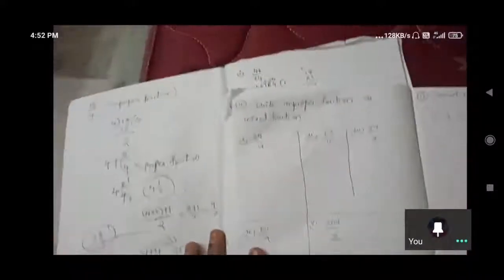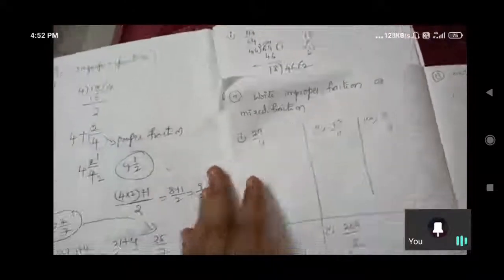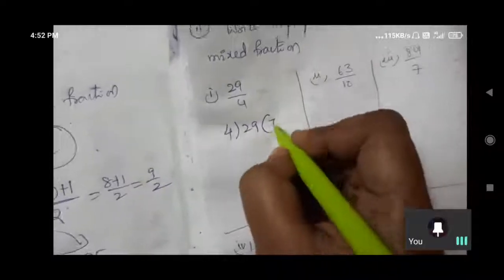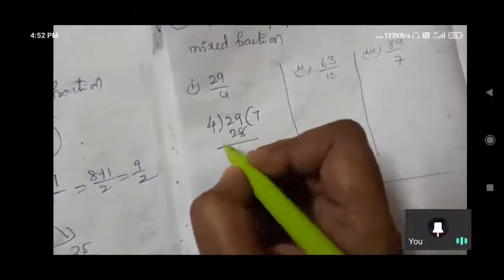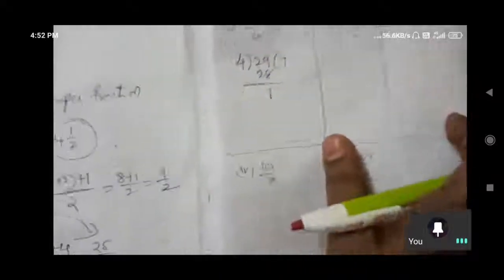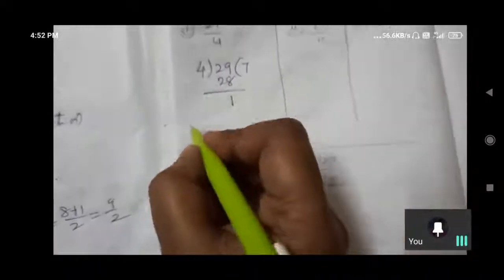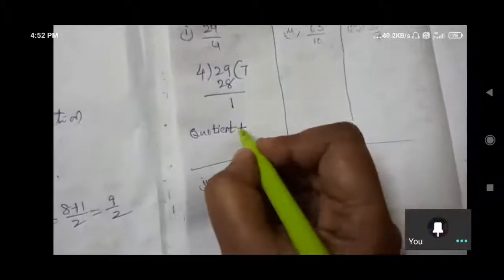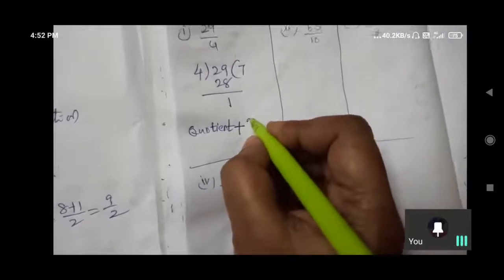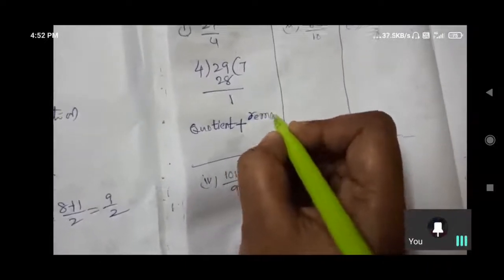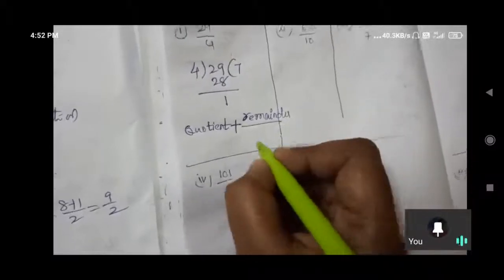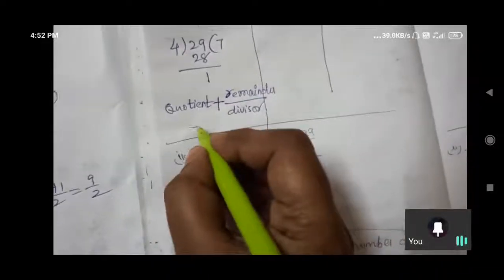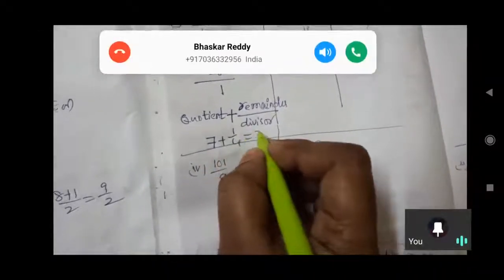So write improper fractions as mixed fractions. How can we write, Nana? By dividing. So 29: 4 7s are 28. Just divide like this. 1 is the remainder. You should keep the quotient first, quotient plus remainder by divisor. Remainder by denominator or divisor, you should take. So what is the quotient here? 7 plus 1 by 4 equals 7 1 by 4, we can write.